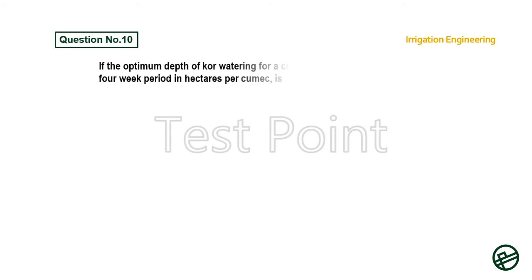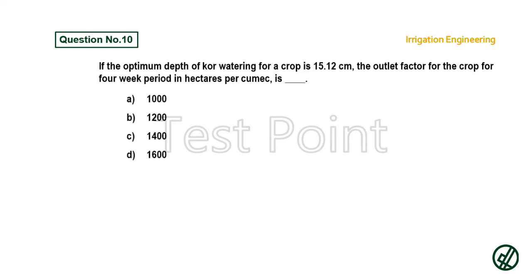Question number 10. If the optimum depth of core watering for a crop is 15.12 centimeters, the outlet factor for the crop for 4-week period in hectares per cumec is: Option A, 1000. Option B, 1200. Option C, 1400. Option D, 1600. Answer is option D, 1600.